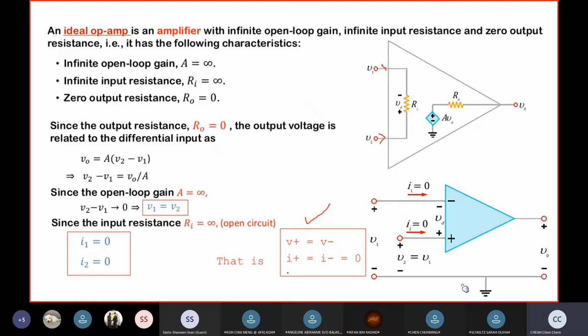You can treat it as if the op-amp is not there by just looking at the node voltage, as well as the branch current. So this is what we have done in week 1 and week 2.